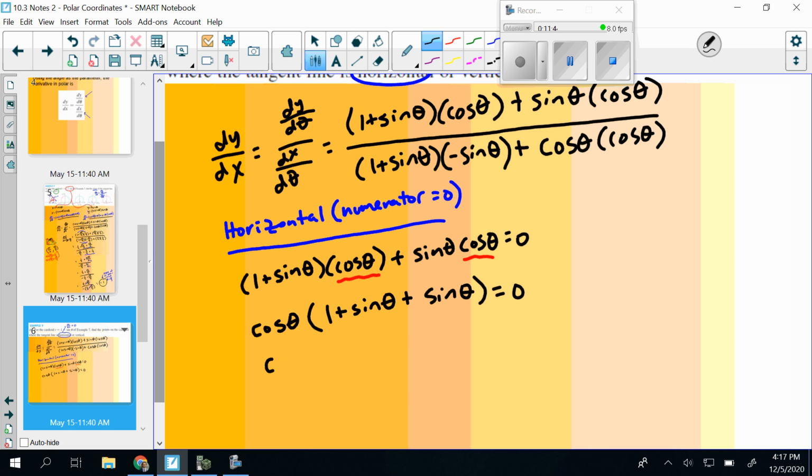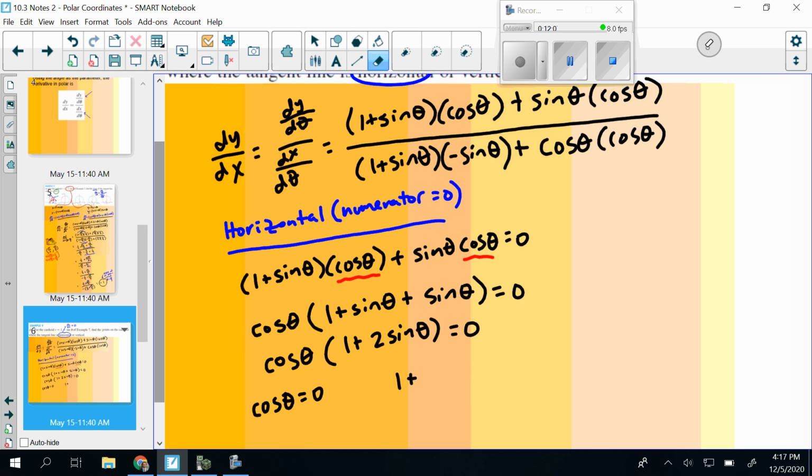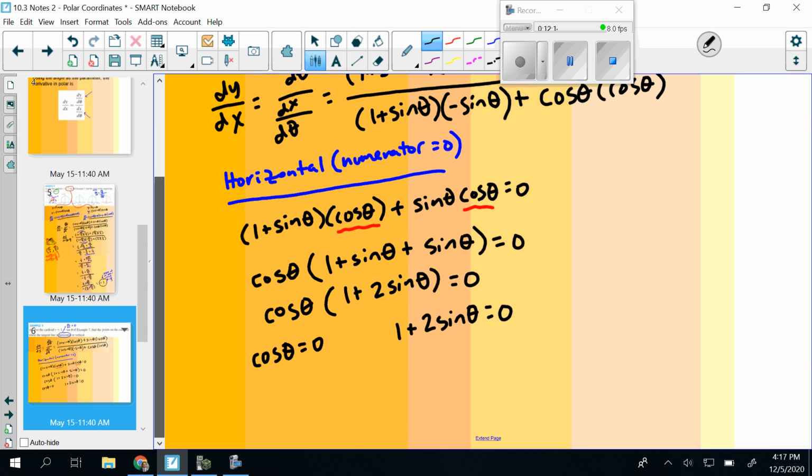That can be simplified to sine theta plus sine theta, which is 2 sine theta. All right, when two things are being multiplied and they're equal to 0, that means one or both needs to be equal to 0. So we're going to set cosine theta equal to 0. And we're also going to set 1 plus 2 sine theta equal to 0. And if we solve those, that should tell us the places where this numerator is going to be equal to 0.